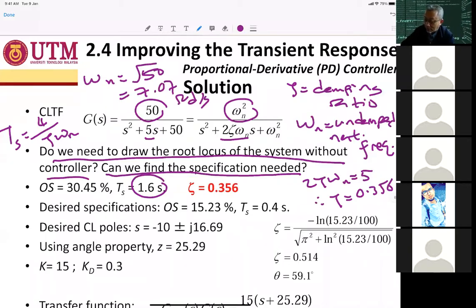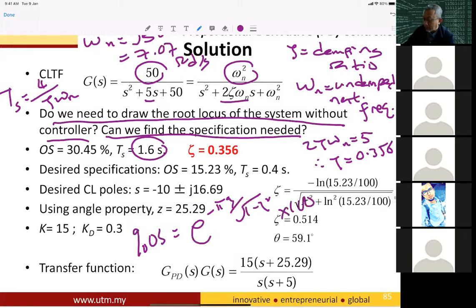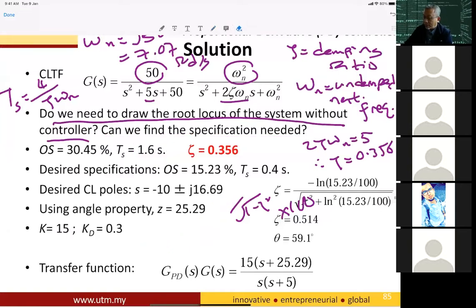This one you can use a graph or you can use a formula. What is the formula? Which is this formula: percent overshoot equals e to the power of minus pi zeta over square root of 1 minus zeta squared, multiplied by 100. So there is a formula for it, so you can use it to get the answer based on the given closed loop transfer function.